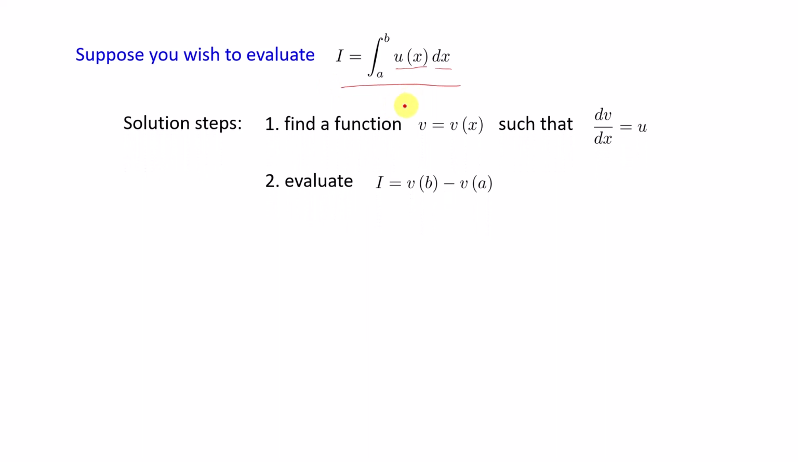So the solution of this problem is such that we have to first find a function v, that is a function of x, and this function v should be such that its derivative with respect to x will be equal to u. If we can find such a function v, then the integral I, which is given above, will be equal to v at x equals b minus v at x equals a.